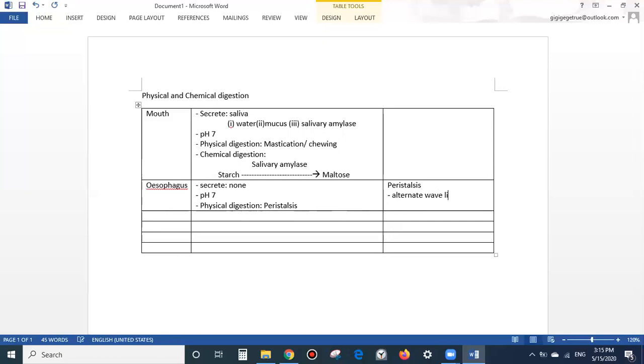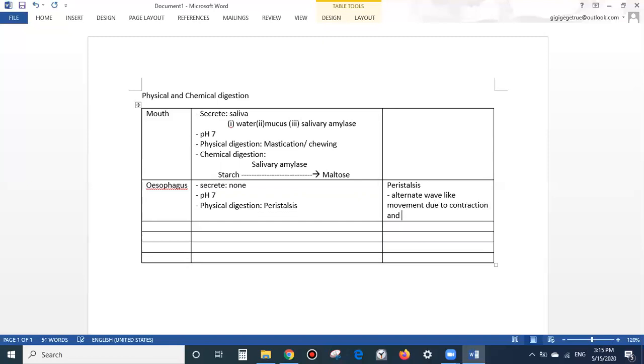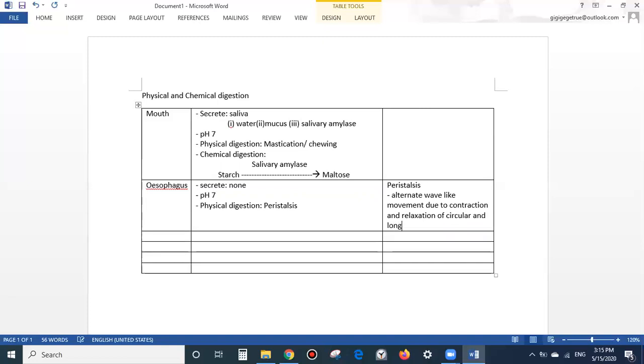alternate wave-like movement due to contraction and relaxation of circular and longitudinal muscles. Okay. That's peristalsis. Do you know what's peristalsis? It's the movement along the alimentary canal that will squeeze the food along the alimentary canal.